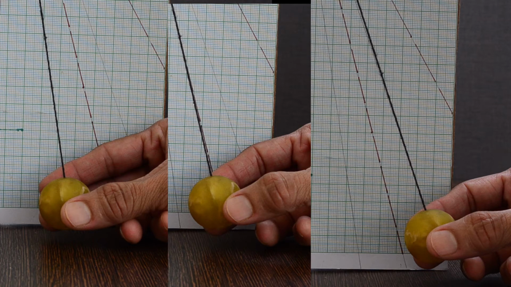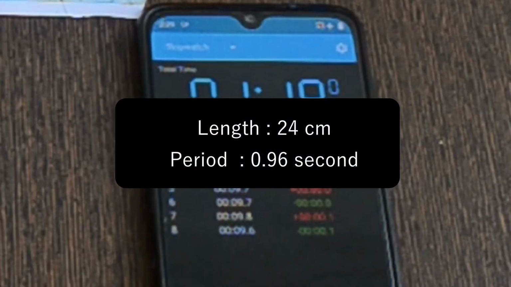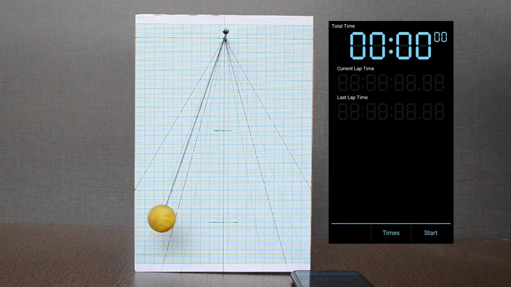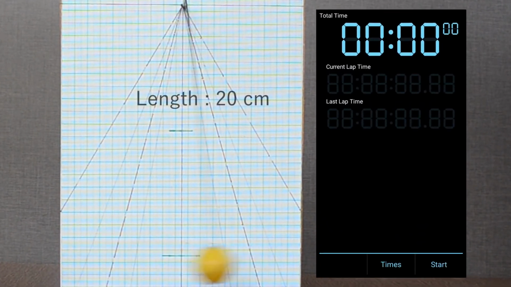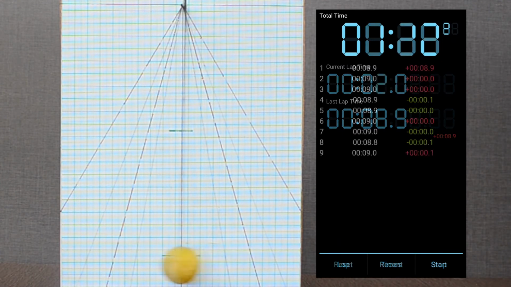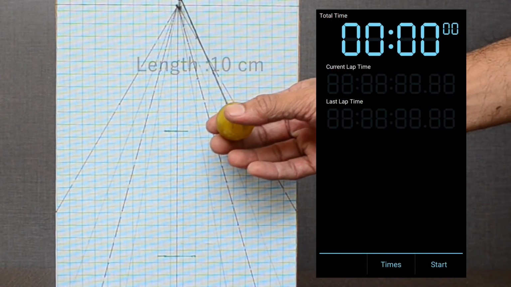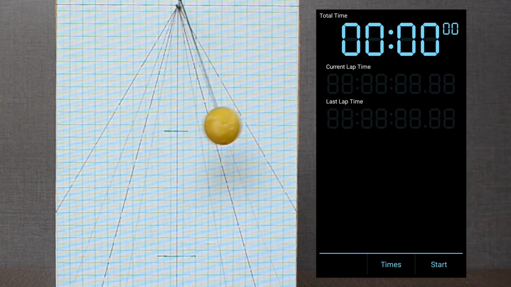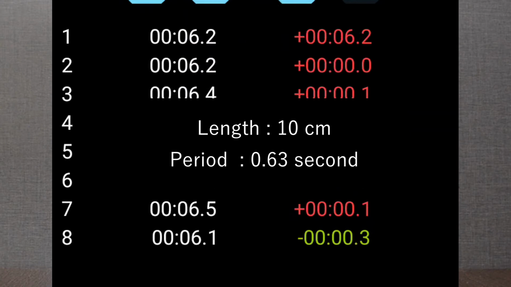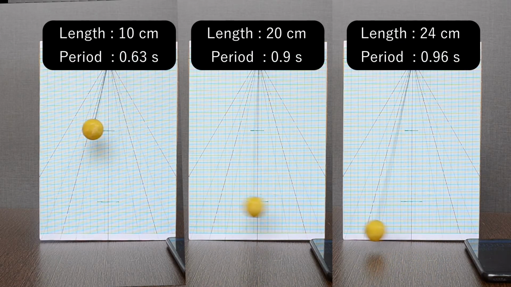How about changing the length of the string? It is 24 centimeters now. Let us calculate the period of the pendulum. We'll repeat the same activity for different length. First with 20 centimeters and then with 10 centimeters. For 20 centimeters, the period is 0.9 seconds. For 10 centimeters, period is 0.63 seconds. It seems reducing the length reduces the period of the pendulum as well.